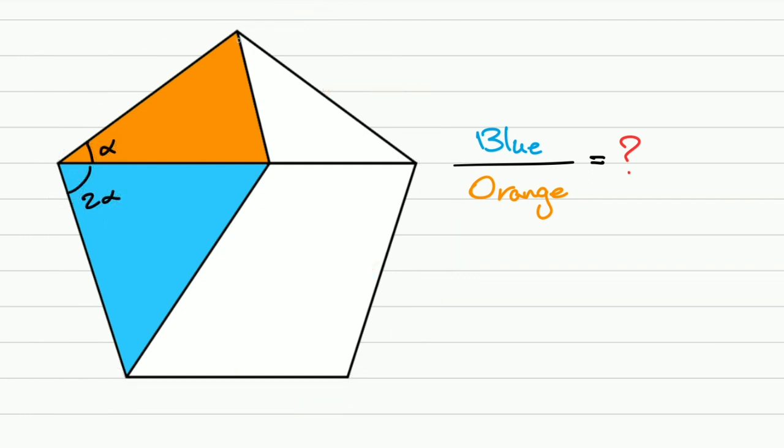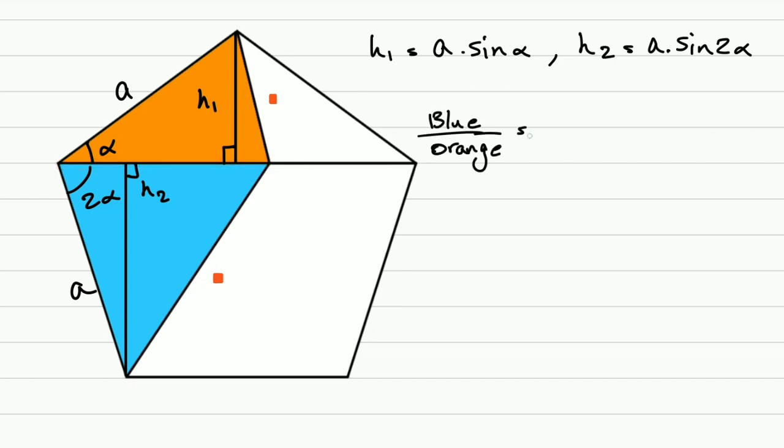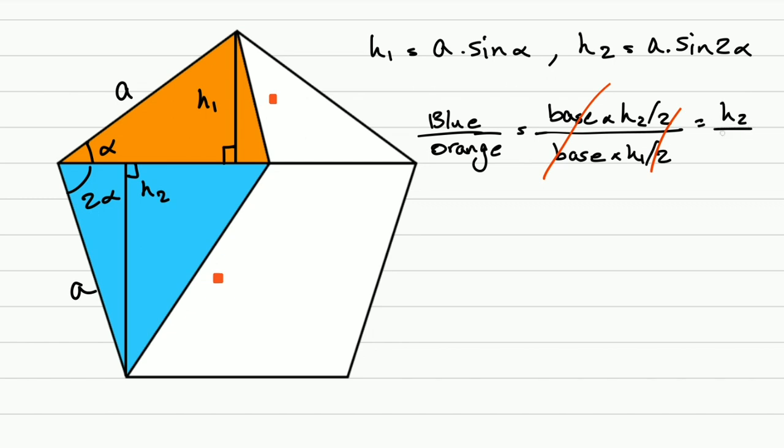Okay, now let's proceed from here. Let me add this height here, let's call it h1, and another one here, h2, and the side of the pentagon, a. h1 is a times sine of alpha, and h2 is a times sine of 2 times alpha. Now the blue triangle and the orange triangle have the same base here. So the ratio of the blue area to the orange area is base times h2 over 2 divided by base times h1 over 2. So we can simplify this. It will be h2 over h1.